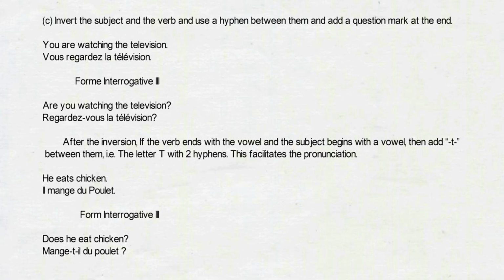Like, il mange du poulet. He eats chicken. Il mange du poulet. The interrogative form will be mange-t-il du poulet? Mange is eat, then hyphen, then T, then hyphen, then il, then du, then poulet. So mange-t-il du poulet? It's simple. You can understand how to use it. So let's do some practice.